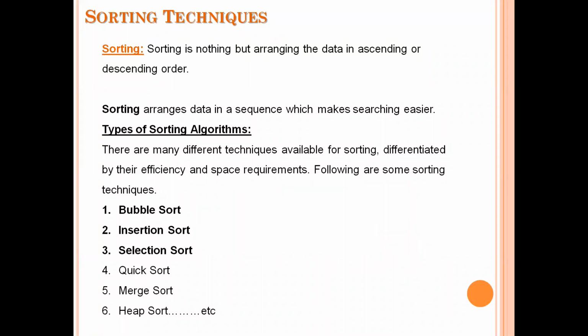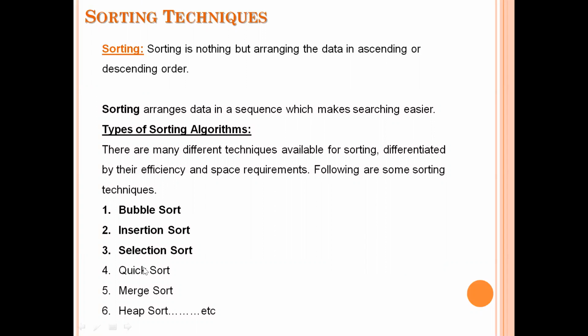Why we need sorting is, if you arrange the numbers in sorted order, then if you want to search for an element, it is very easy to search. So to make the searching process easier, we need to arrange the numbers in sorted order. For sorting the numbers, different techniques are available. All these techniques have their own advantages and disadvantages. Let us see the techniques available for sorting: bubble sort, insertion sort, selection sort, quick sort, merge sort, heap sort. Like this, there are a lot of techniques available.